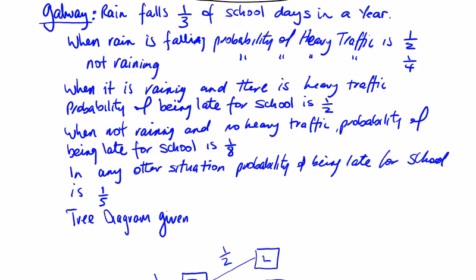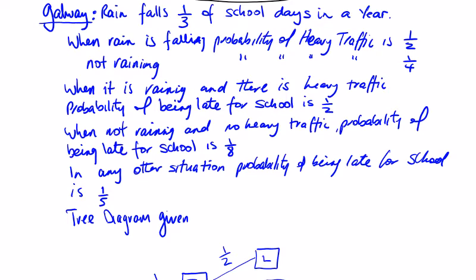Okay, the heavy rainfall, heavy traffic, rain, late, Galway question with loads of words in it. Maths involved is straightforward enough. The rain falls on a third of the school days in a year in Galway. Now, if you're from Galway, you know that that's probably a massive underestimation. It rains every day in Galway. When rain is falling, the probability of heavy traffic is 1 over 2, which is another lie because heavy traffic in Galway is just a constant, but let's just take it as 1 over 2. When it's not raining, the probability of heavy traffic is 1 over 4.